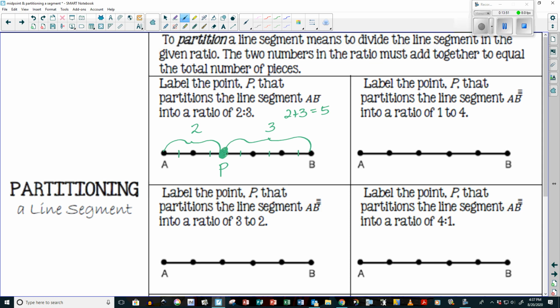This one says label the point P that partitions this segment into a ratio of 1 to 4. So 1 plus 4 is 5. So there should be 5 sections: 1, 2, 3, 4, 5. So 1 section compared to 4 sections: 1, 2, 3, 4. So point P will go here. You are going to do the next two in questions.